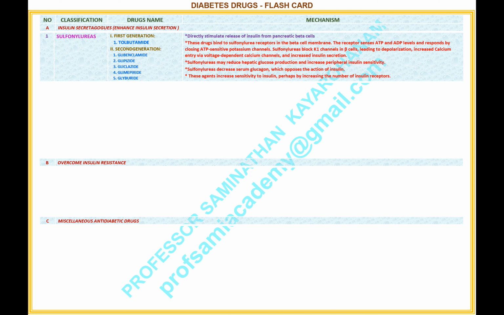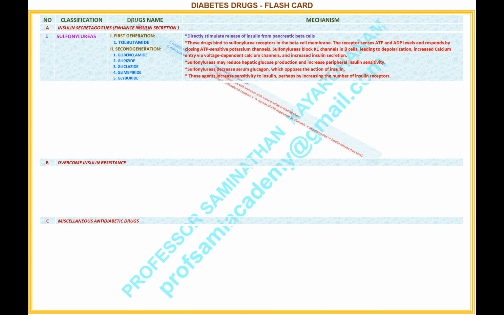increased insulin secretion. Sulfonylureas may reduce hepatic glucose production and increase peripheral insulin sensitivity. Sulfonylureas decrease serum glucagon, which opposes the action of insulin. These agents increase sensitivity to insulin, perhaps by increasing the number of insulin receptors.